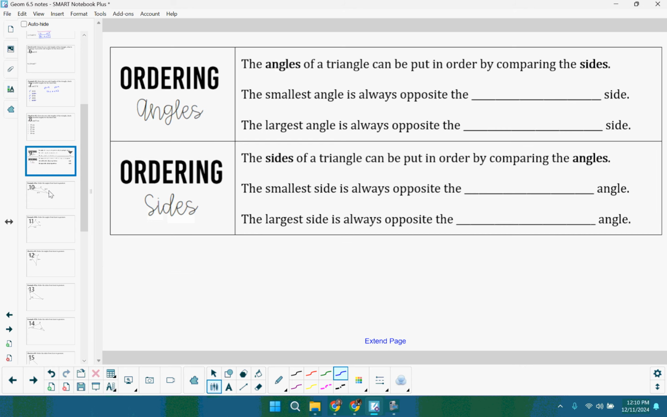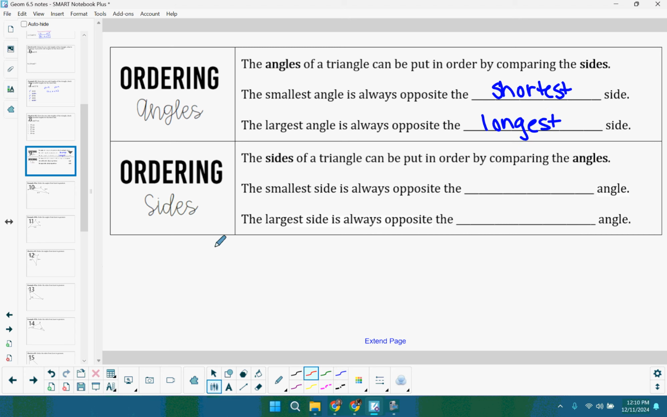We can also determine which sides are bigger than others and which angles are bigger than others based on the other information. So to order angles, the angles of a triangle can be put in order by comparing the sides. So the smallest angle is always opposite the shortest side, and the largest angle is always opposite the longest side.